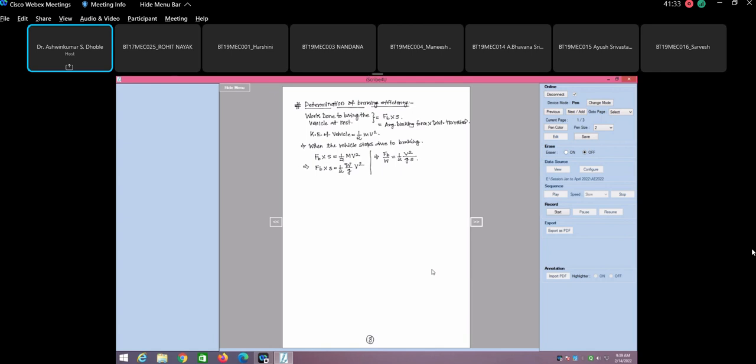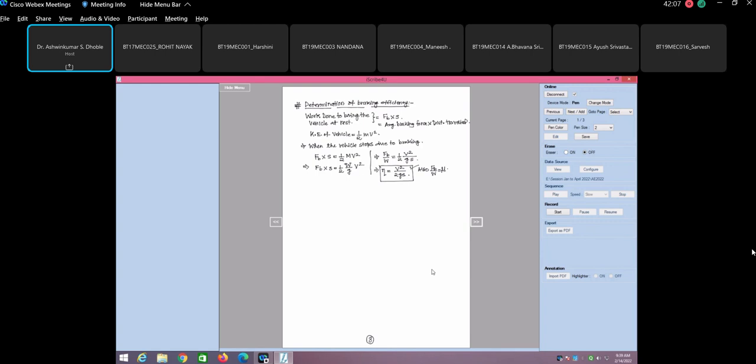Okay, so from here you can say that this is your braking efficiency, because just now we derived this equation. So braking efficiency is equal to V square divided by 2 times gS. This is the expression. Also your FB by W is equal to mu. So this is your braking efficiency.